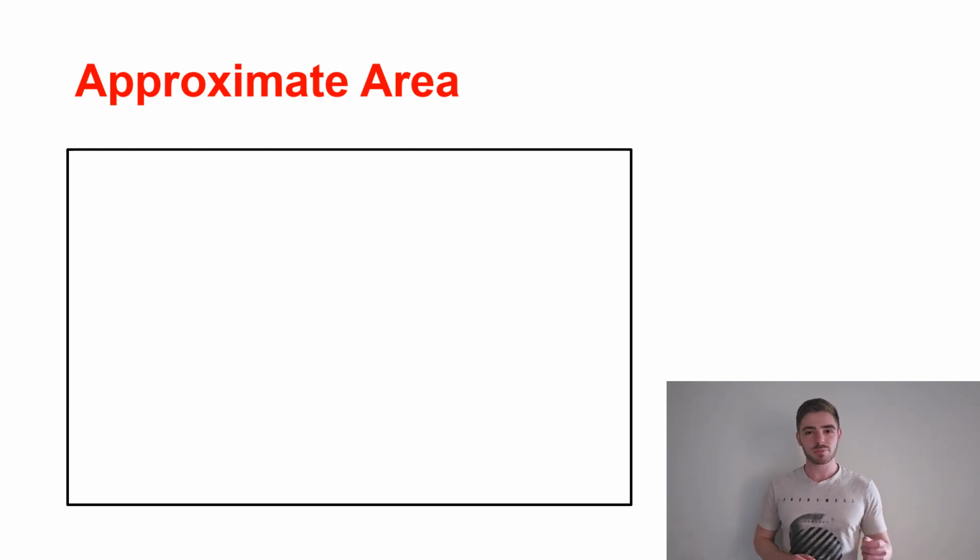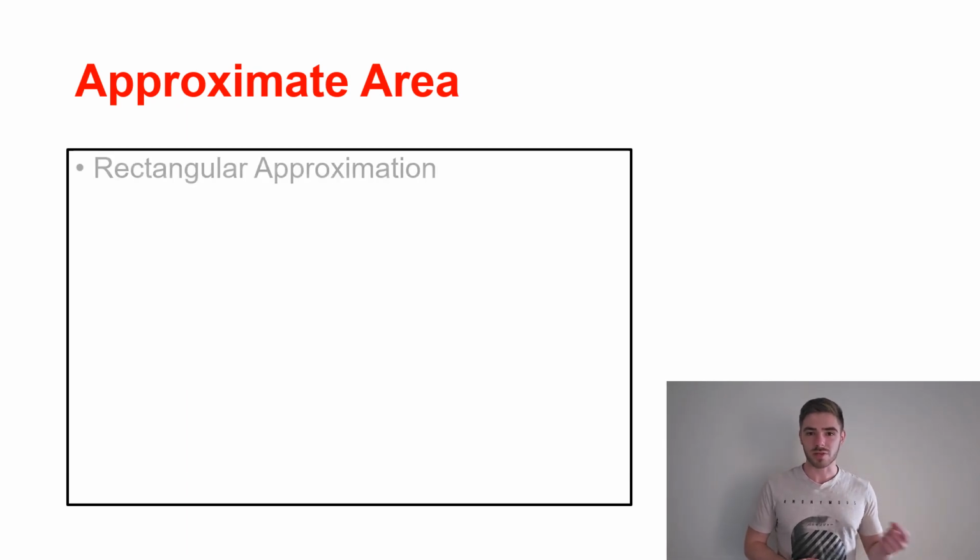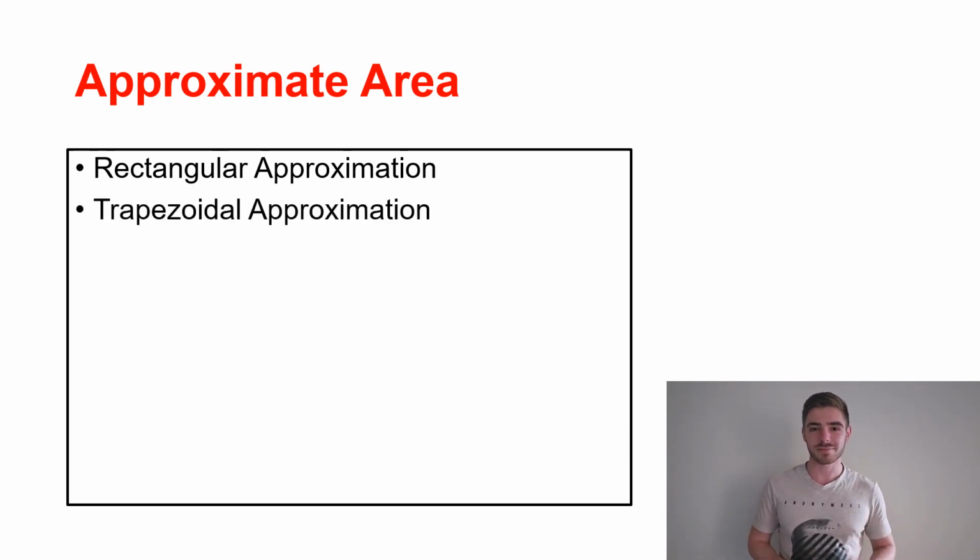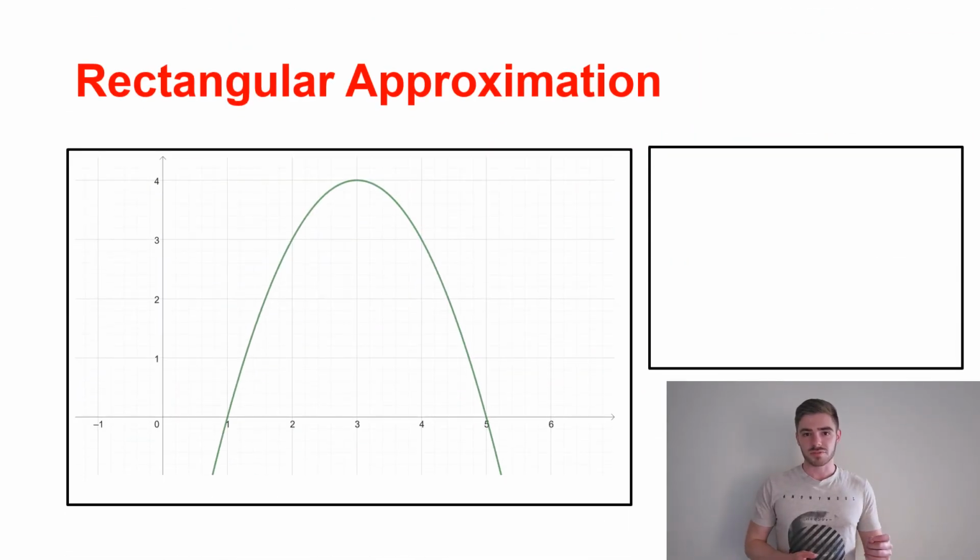In this video, we're going to explore how to find the approximate area under a curve. There are two main techniques to help us out with this, and they both rely on geometry. The first is to approximate using rectangles, and the second is to approximate using trapezoids. Let's get into it.